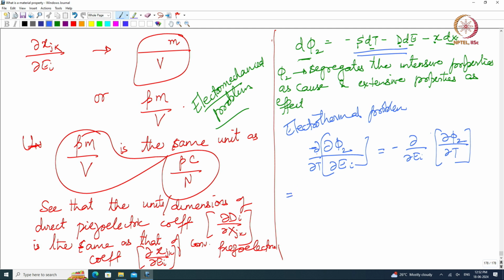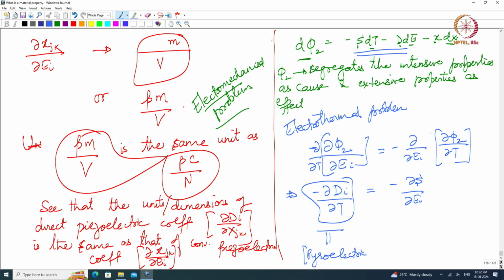What is this? Dou phi 2 by dou E I is minus d I, so minus dou d I by dou T, and that should be equal to minus dou by dou E I of, and dou phi 2 by dou T is nothing but the entropy. Okay. All right. So, what is this? Minus dou d I by dou T, we have defined this to be the pyroelectric effect coefficient, or pi I.